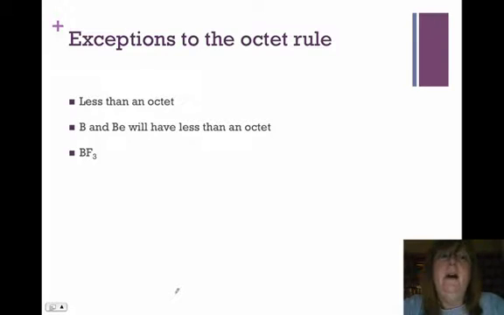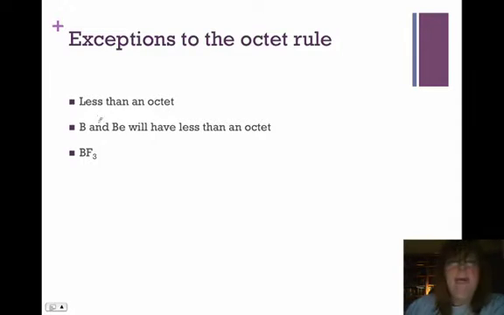All right, now there are exceptions, and the first exception we're going to talk about is when you have less than an octet. Now we know that hydrogen only wants 2, and that makes it stable. So that's definitely less than an octet. But boron and beryllium also are quite content with only having 3 electrons in their outer shell, or then when it combines with something, having a total of 6. So boron and beryllium are quite happy with less than an octet.